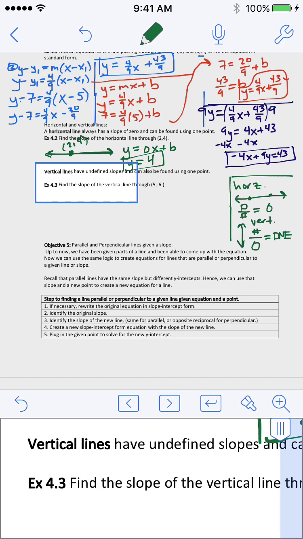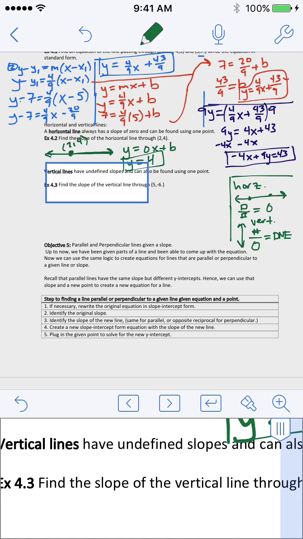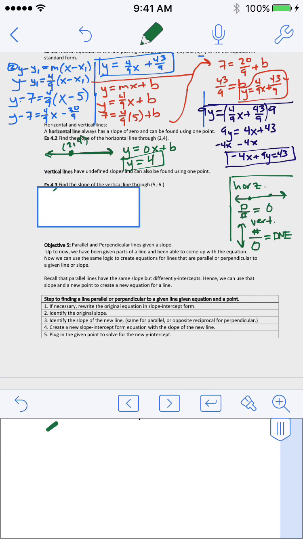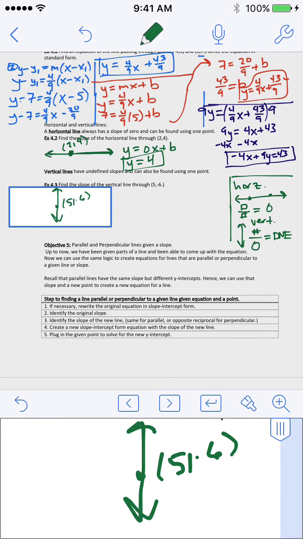Let's take a look at the next one, because it's very, very similar. Find the equation of a vertical line through (5, -6). Well, we've got this nice vertical line, right, going up and down. And at some point, it goes through (5, -6).